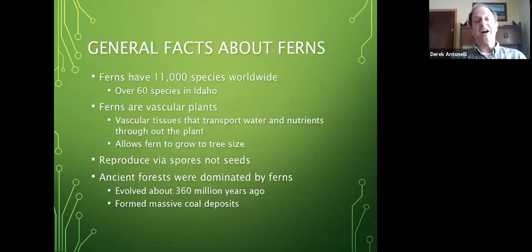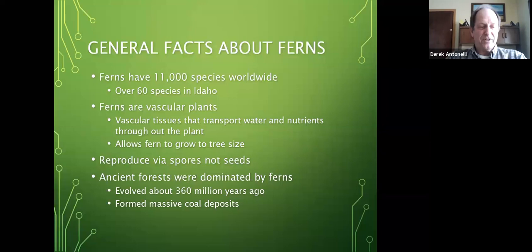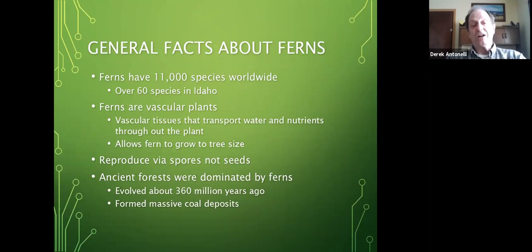First, some general facts about ferns. Ferns are a really, really diverse group. There are about 11,000 species worldwide. We have 60 species in the state of Idaho. Ferns are vascular plants, which means they have vascular tissues. Our vascular tissues are our veins and arteries. Well, plants have xylem and phloem that transport the water and nutrients throughout the plant. That allows ferns to grow to very large size, and in fact, in the past, they used to grow to tree size.